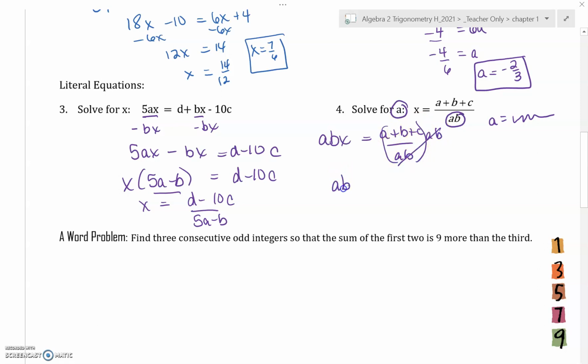So on the left side of the equation we have abx, and on the right side of the equation we have a plus b plus c. So that looks better already. Now think about how you could isolate the a to one side of the equation. Go ahead and pause the video and try that.